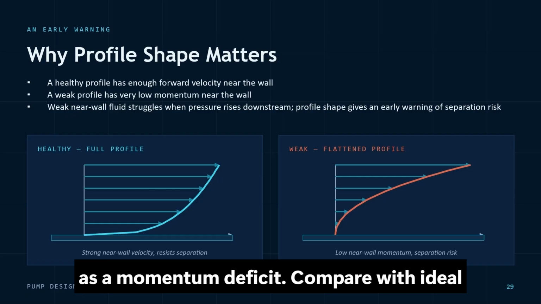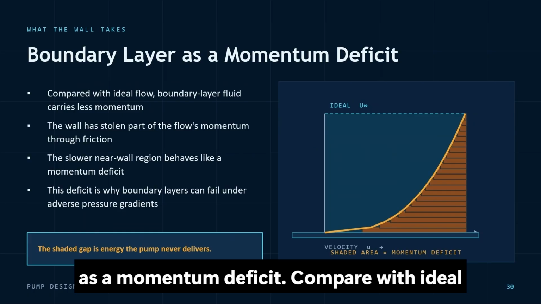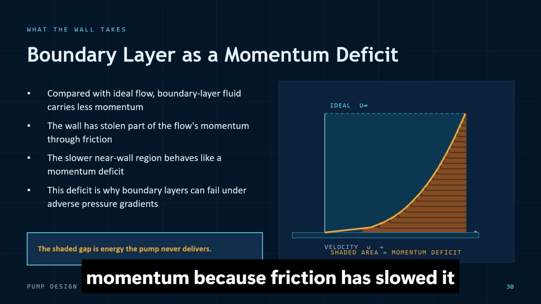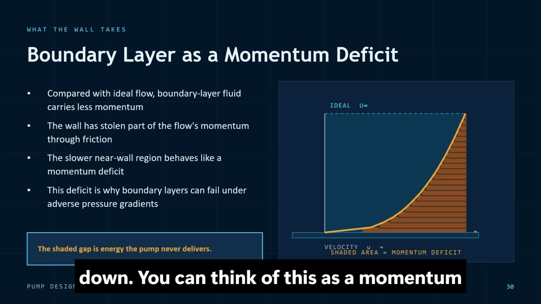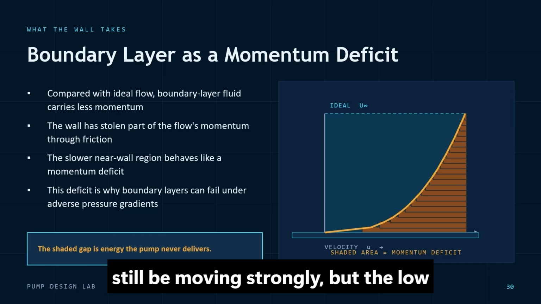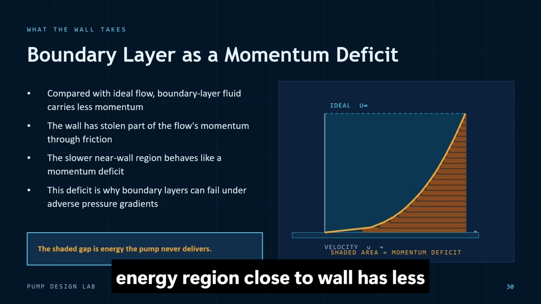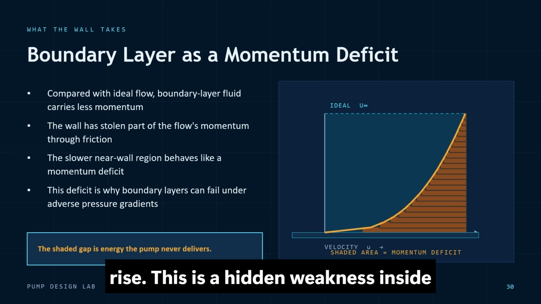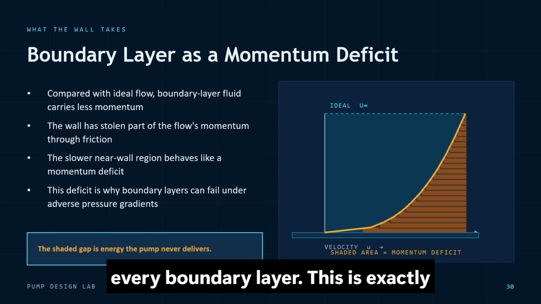Boundary layer as a momentum deficit. Compared with ideal flow, the boundary layer carries less momentum because friction has slowed it down. You can think of this as a momentum deficit near the wall. The outer flow may still be moving strongly, but the low-energy region close to the wall has less ability to resist a difficult pressure rise. This is a hidden weakness inside every boundary layer.